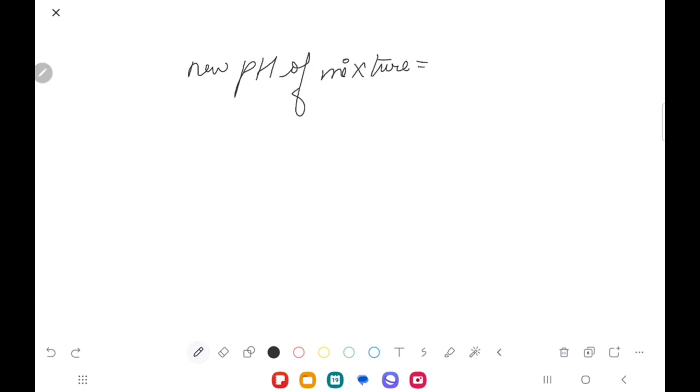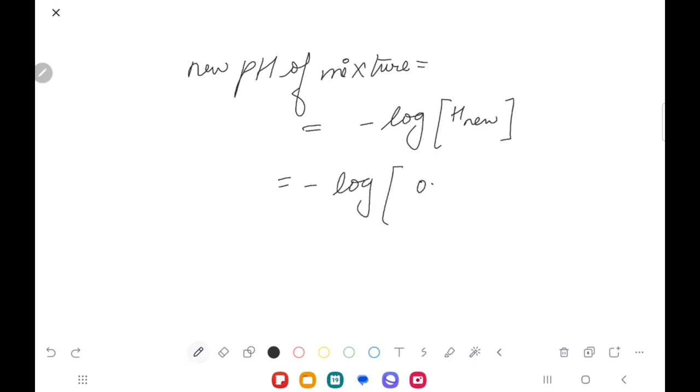New pH of the mixture is equal to minus log of the new concentration. And that shall be equal to what? Minus log of what is the new concentration? 0.057, isn't it? And that is going to become minus log of, I can write it down as 57 over 1000.